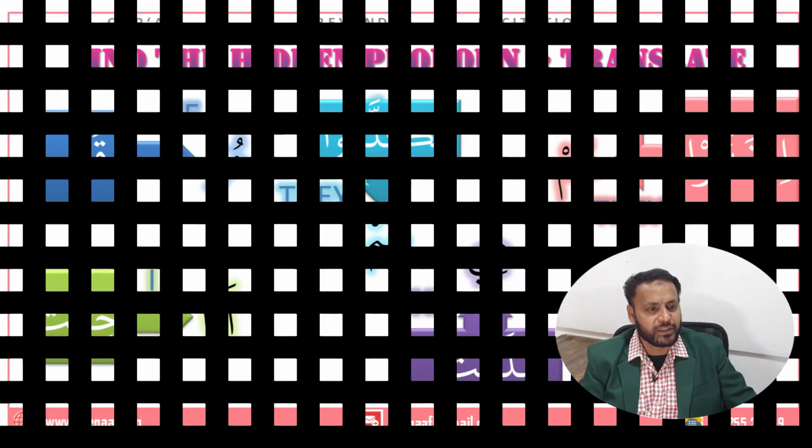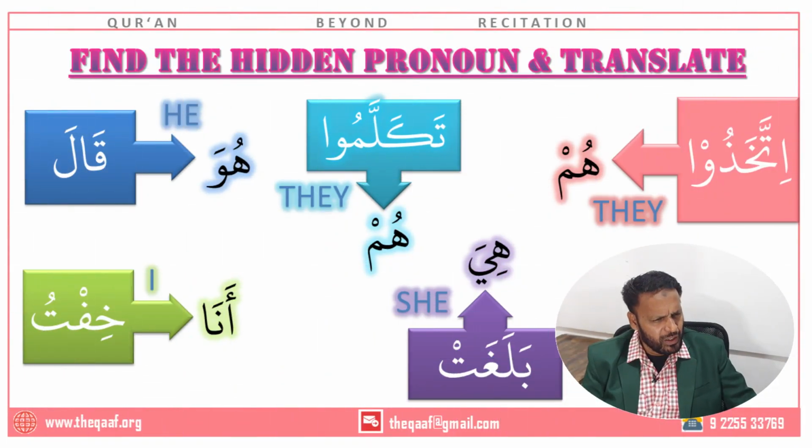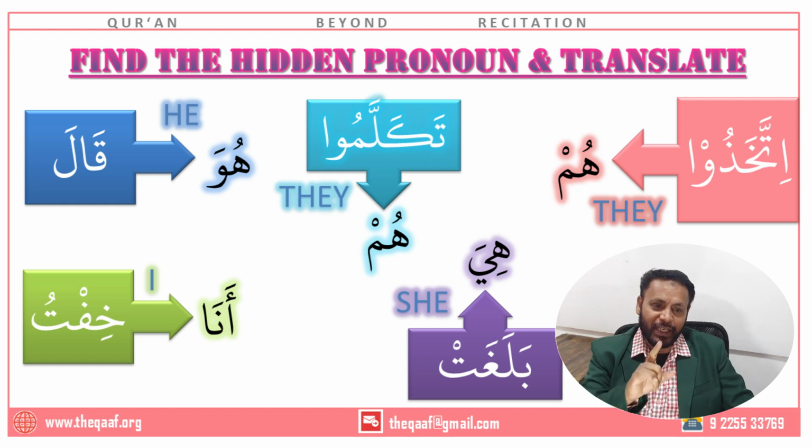So look at the word this: qala. The word is ending with fatha. If the word is ending with fatha, that means the inside pronoun is huwa, like nasara. It was ending in fatha only. The inside pronoun is huwa, which means he helped. So qala, I don't know what the meaning is, but the inside pronoun is huwa, which translates as he.